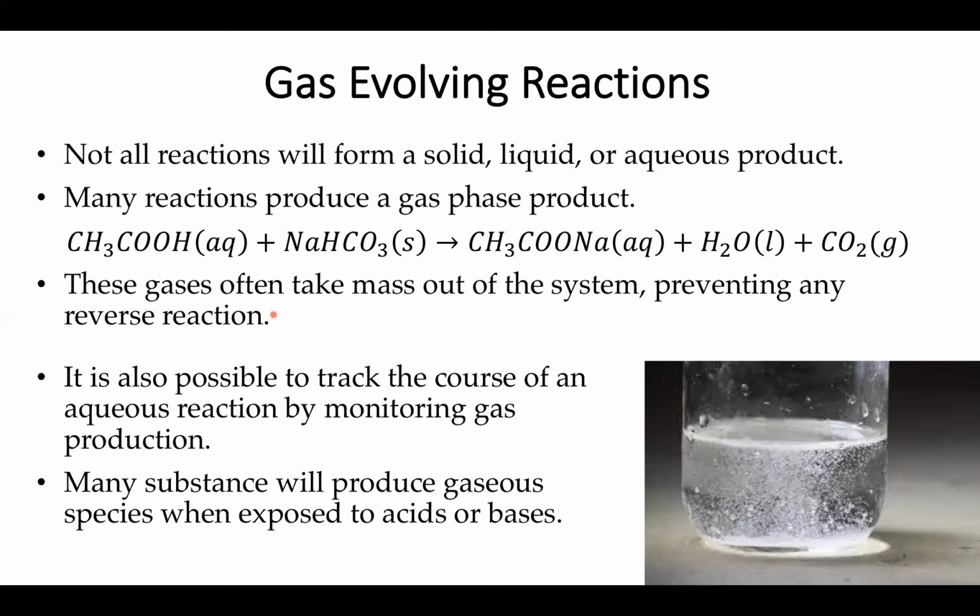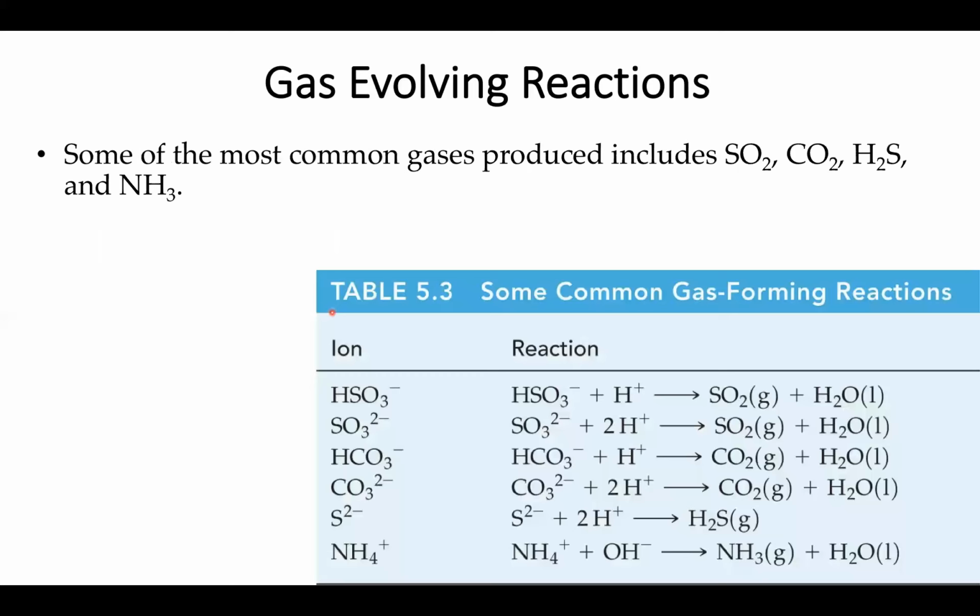And this produces four of our more common gas-phase products. Sulfur dioxide, SO2, which is a greenhouse gas, as is carbon dioxide. We also have hydrogen sulfide, which is that characteristic smell of rotten eggs. And we have ammonia, which is that very sharp smell that you get off of Windex. And all of these are involved with certain reactions.